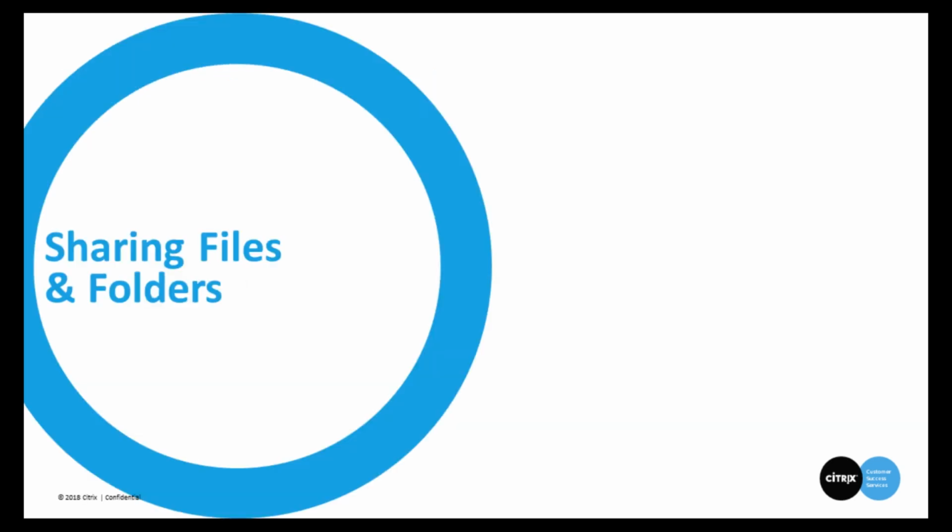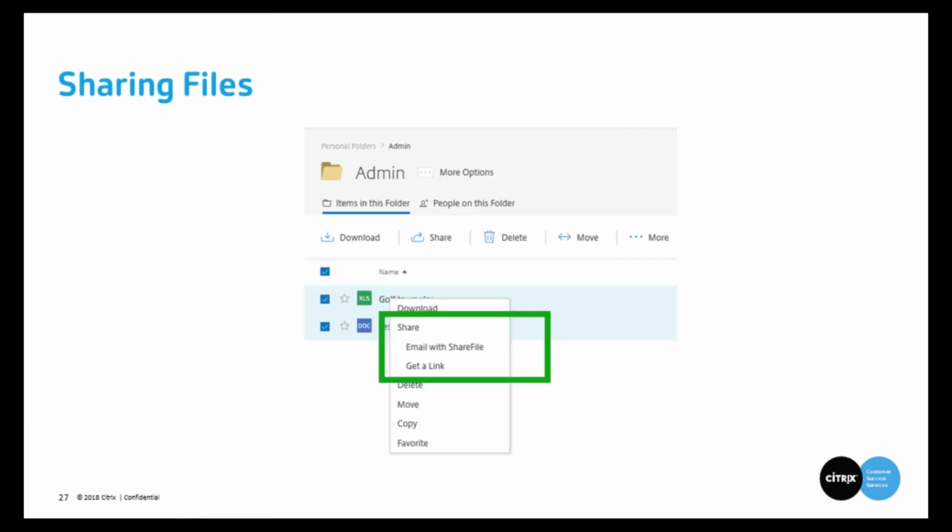Sharing files and folders. To display the share options, users can do either or both. You can check the boxes next to the items that you want to share, or else just right-click on the item that you want to share and click on the share button that is displayed.